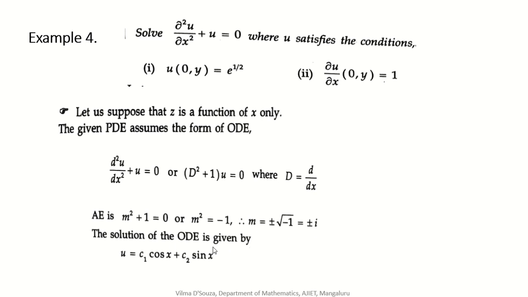So what is the solution of the ODE? u = c1 cos x + c2 sin x. So recall, when the root is of the form m = a ± ib, the solution of the ODE becomes y = e^(ax)(c1 cos bx + c2 sin bx). Here a is 0, so e^(0x) becomes 1. b is 1, so bx will be x itself.